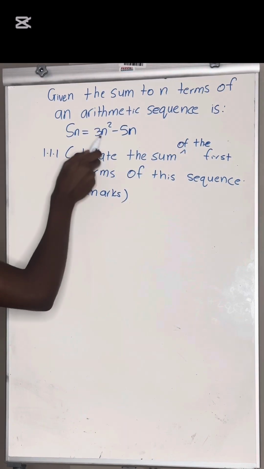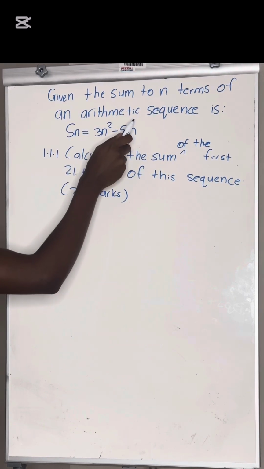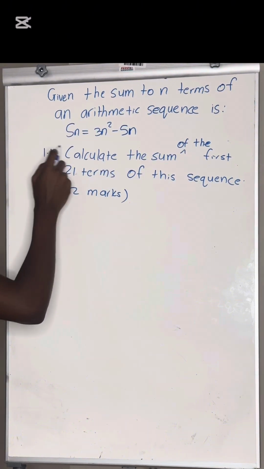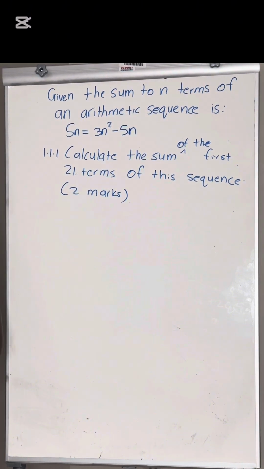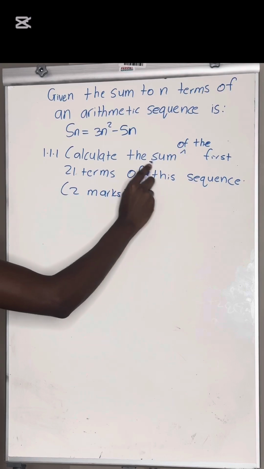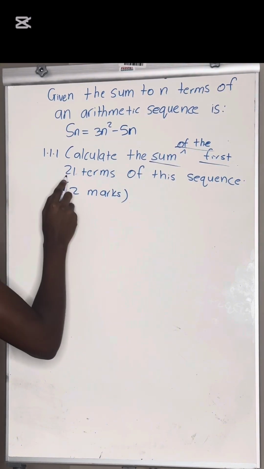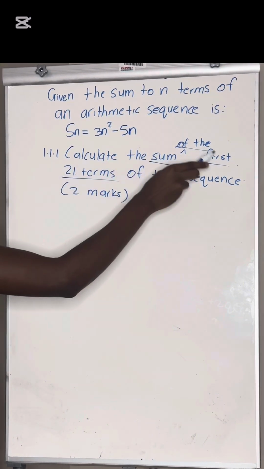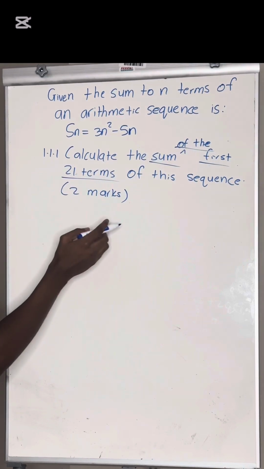Okay, so we're given the sum of an arithmetic sequence. So this is not the general term, it is the sum. This is the summation formula. Alright, so we're asked to calculate the sum of the first 21 terms. So these are the keywords. Sum of the first 21 terms. So this is an easy 2 marks.